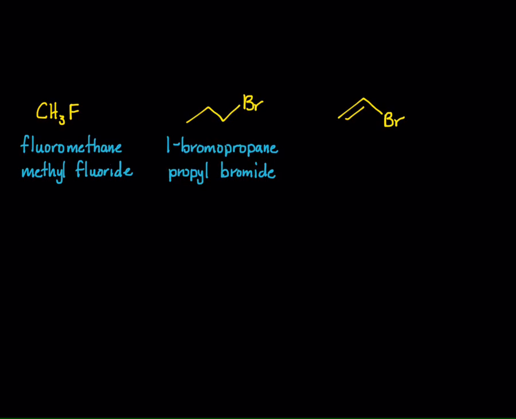Here I have an alkene. This is ethene with a bromine attached to it, and therefore this would be called bromoethene. But this also has a common name, and we talked about the sp2 hybridized carbons on an alkene being called vinyl carbons, and that is a vinyl group, so this is called vinyl bromide. And of course, when we get into more complicated alkyl halides, we typically don't have common names associated with them.